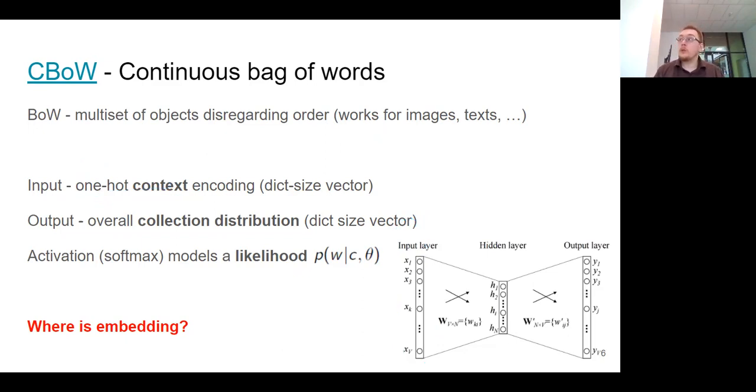The output is what? Again, the same size, but here we put 1 in the position of our word, which we want to predict by context. Great. What's the idea behind that? Activation models the likelihood of observing the word given a context. So it's like a probability idea. It's not just cosine similarity or something, it's the idea of probability. We speak in terms of probabilities, and we are building the model which predicts probabilities.